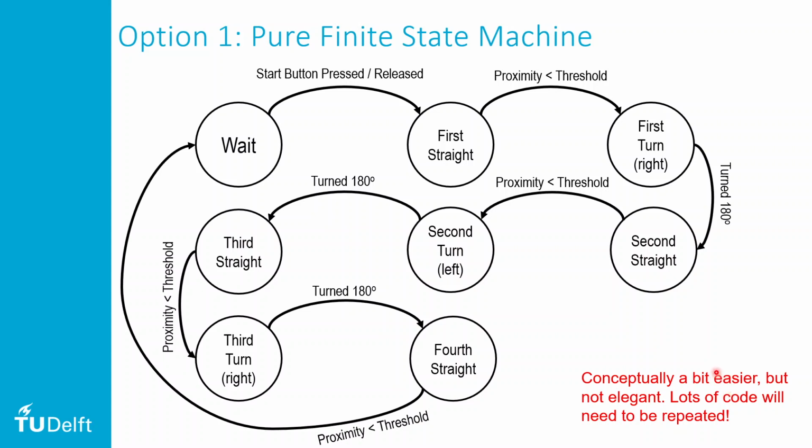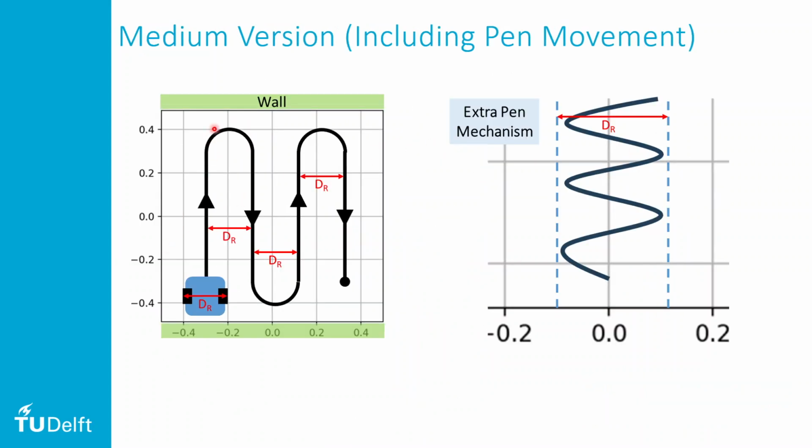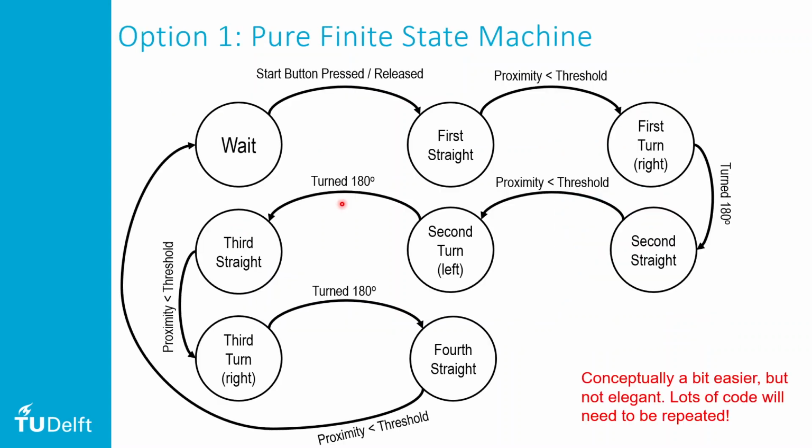It's very inelegant, in fact, because with all of these states, essentially what we have here is a state for each of these turns and straights. So the first straight, the first turn, the second straight, the second turn, the third straight, the third turn, and the fourth straight.